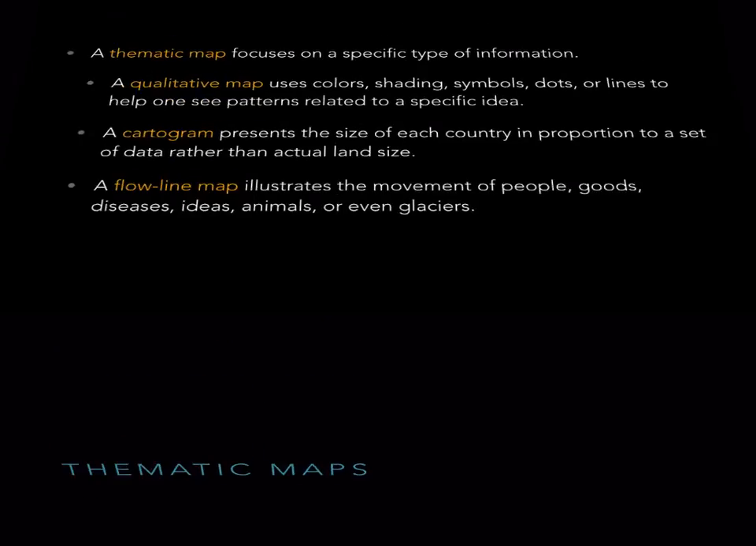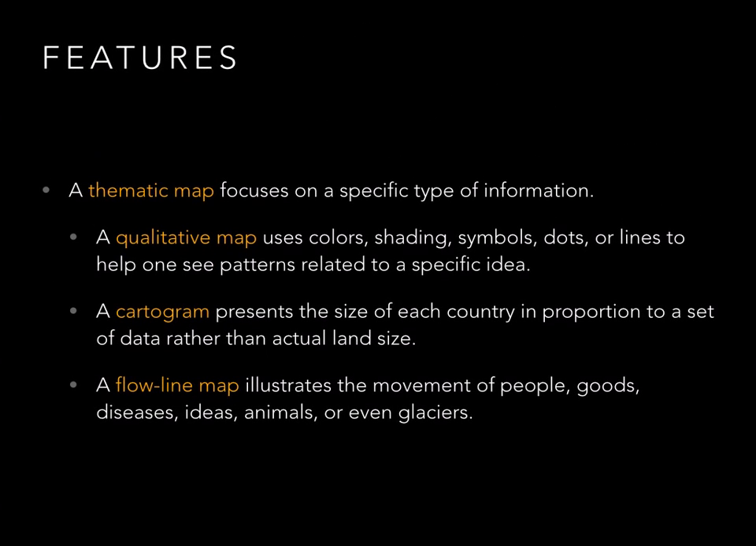Thematic maps. Features. A thematic map focuses on a specific type of information. There's usually 3 types of thematic maps. The first is a qualitative map. And a qualitative map uses colors, shading, symbols, dots, lines, or a combination of those to help one see patterns related to a specific idea.